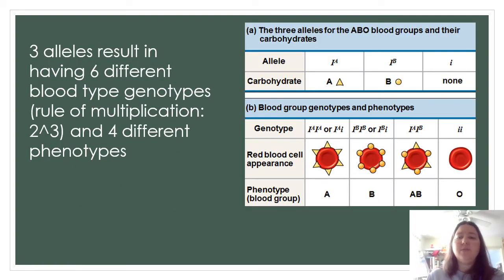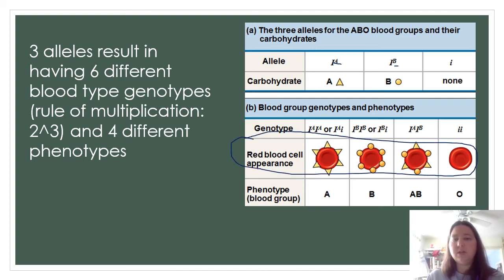All right. So we have 3 different alleles. The A, the B, and the O allele. If you use the I's, great. If you don't use the I's, I'm okay with that too. All right. So this is what the blood cells actually look like with those different genotypes.